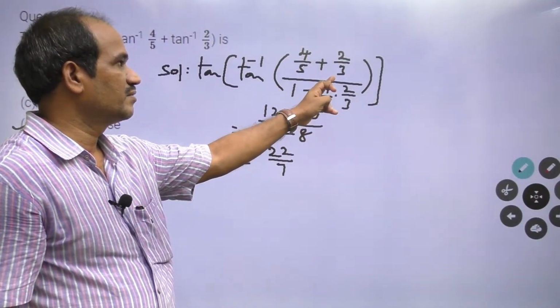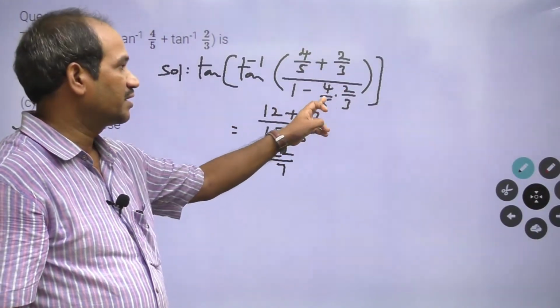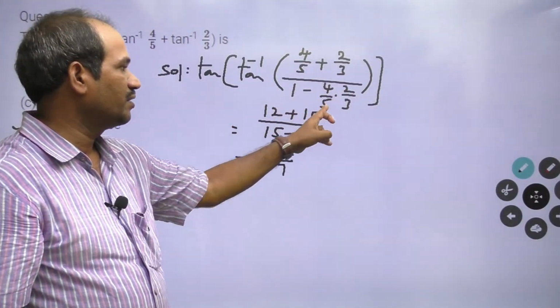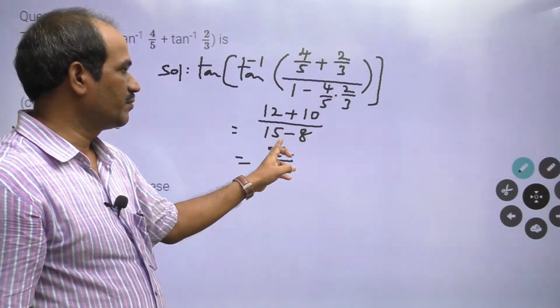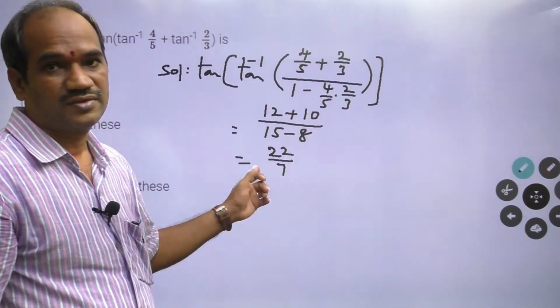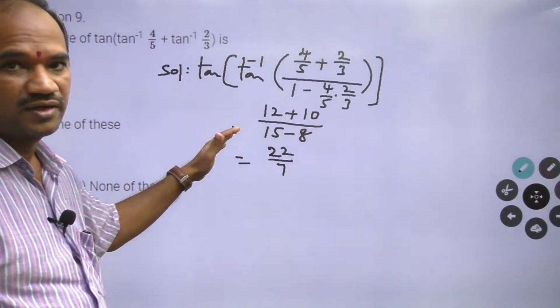LCM is 15. 3 into 4 is 12, 5 into 2 is 10. Take LCM 15, 15 minus 4 into 2 is 8. So 12 plus 10 is 22, and 15 minus 8 is 7. 22 by 7. Check the answer: none of these, the fourth option. Right, practice one time.